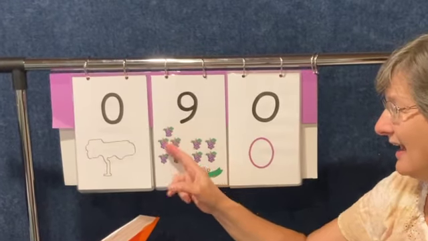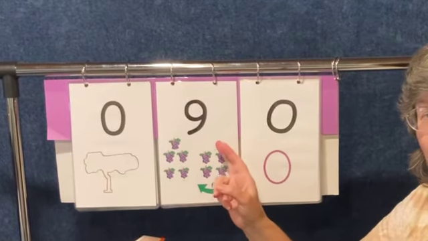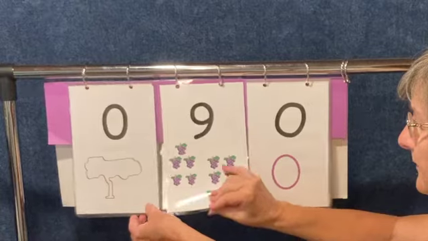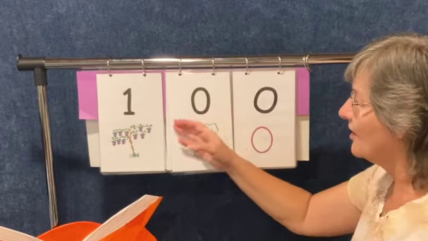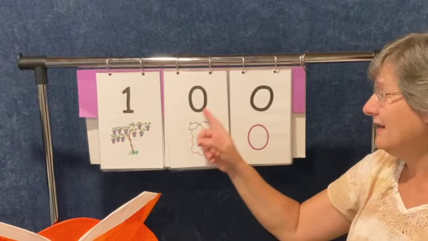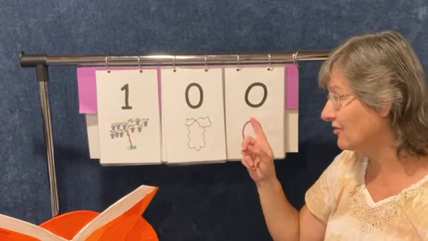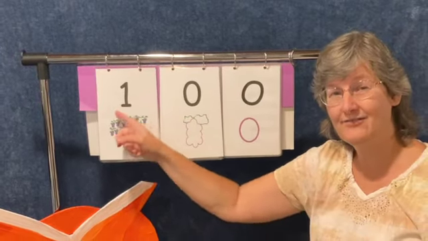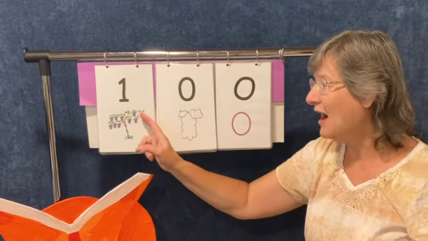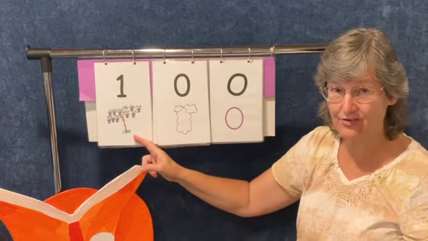When you have 90 clusters of grapes and you get one more cluster, all those clusters go over here. So we're going to flip, and now we have 100 grapes. But those 100 grapes are all on one vine. So this number here stands for how many vines do we have? And every vine has 100 grapes.